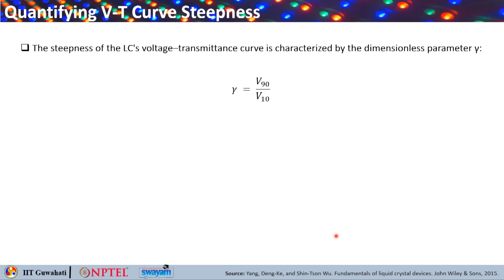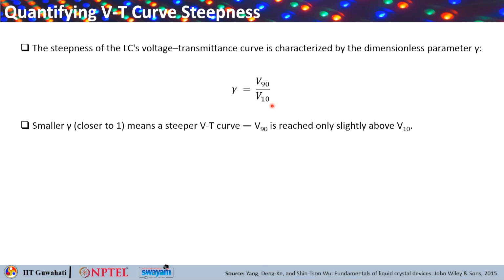The steepness of the liquid crystal's voltage transmittance curve can be characterized by the dimensionless quantity gamma. Gamma is the ratio of V90 over V10. A smaller gamma, closer to 1, represents a steeper voltage transmittance curve. In that case V90 is reached only slightly above V10. So for a good quality image that has both high contrast as well as high brightness, we require gamma to be less than or equal to Rm.